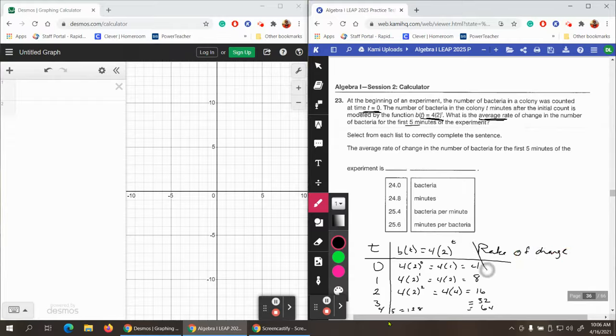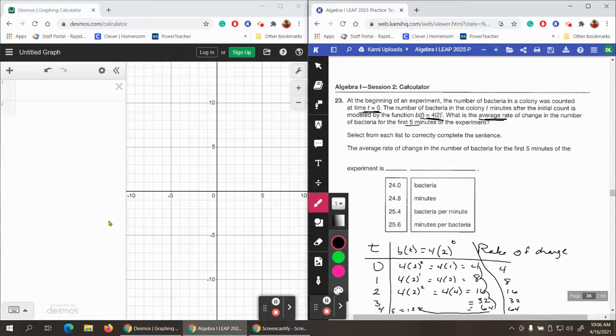Now I got to figure out the rate of change, okay? So from 4 to 8 is 4. From 8 to 16 is 8. 16 to 32 is 16. 32 to 64 is 32. 64 to 128 is 64. So there are my rates of change. So I have to find the average of those rates of change.